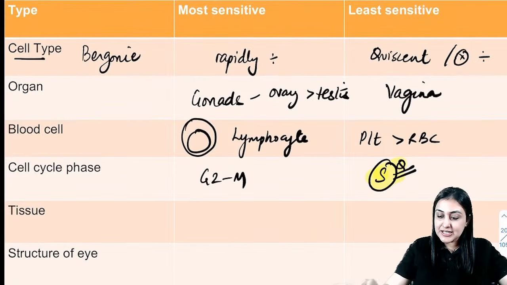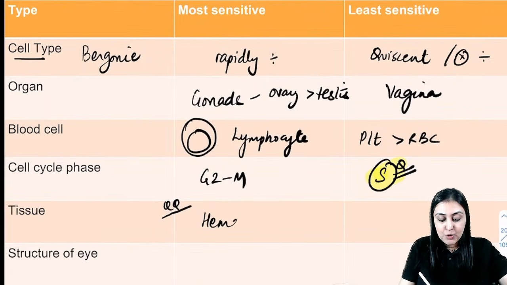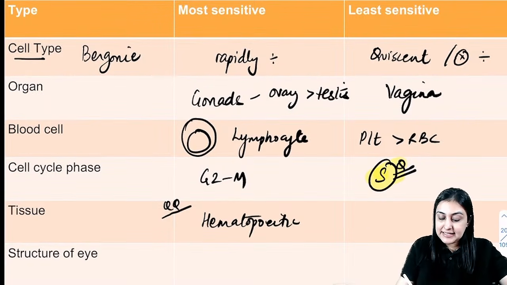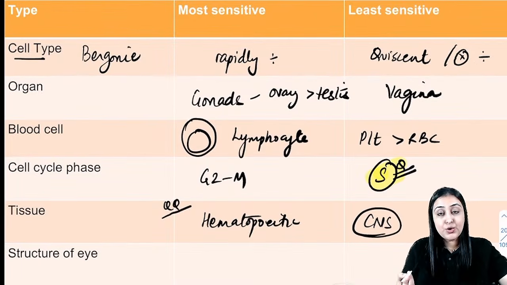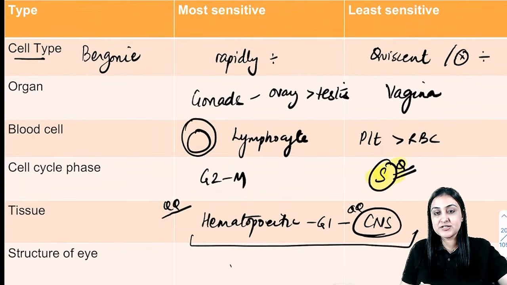Tissue, which is the most sensitive tissue, very very important. Constantly blood cells are forming. Bone marrow or hematopoietic tissue, very very sensitive. Least sensitive, CNS, neurons, they are not going to divide. Quiescent, right? So these are the least sensitive tissue, and in between comes GI. All right, so this is the order of affection of systems. Hematopoietic most sensitive, followed by GI, followed by brain.